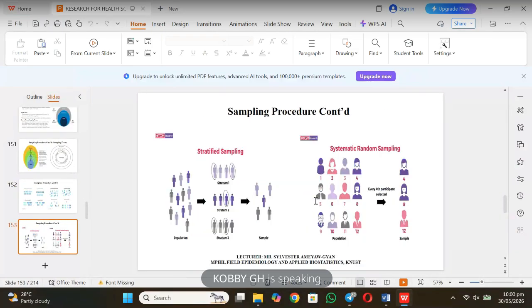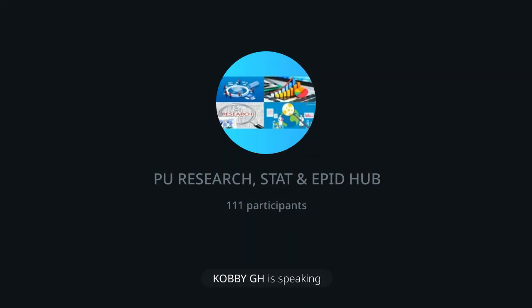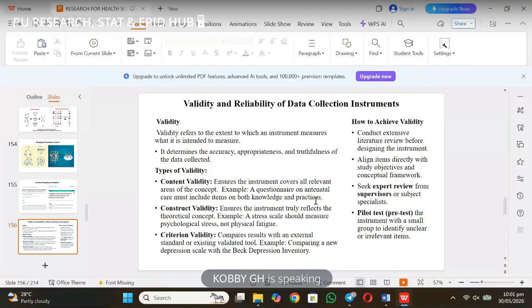Here is the game itself. Validity and reliability of data collection instruments. This topic should be your friend. Please let it be your friend. Study this topic, dwell on this topic very well. Validity and reliability of data collection instruments: the content validity, construct validity, criterion validity, then we come to reliability: test-retest reliability, inter-rater reliability, internal consistency reliability.